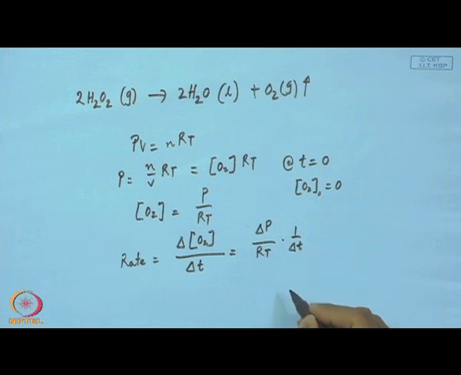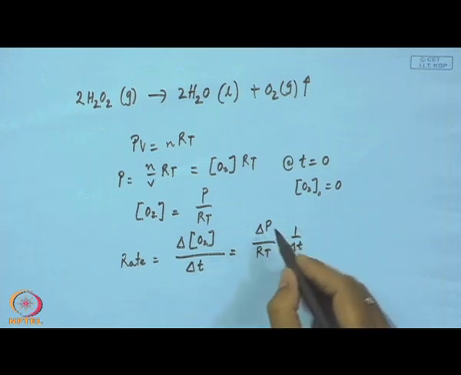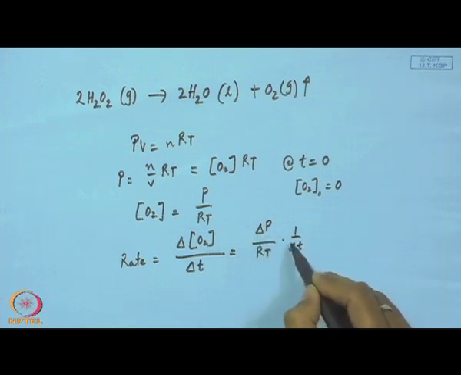Other parameters means the rate, then the rate constant, although it is a constant quantity. So, these things, and also we should be able to find out the proper plots and so on and so forth. So, just by measuring delta P and delta t, we should be able to find out the rate of this particular reaction.